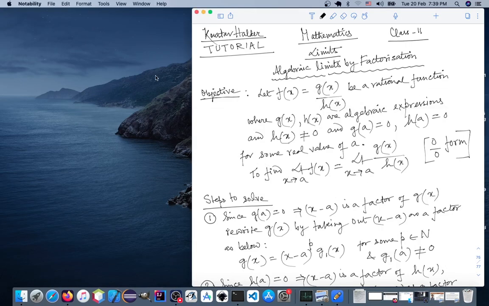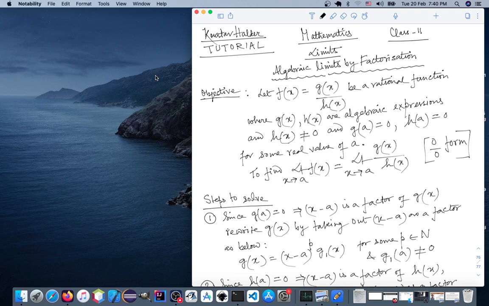Okay, so the objective is that we are given a function f(x) as a rational function of the form g(x) by h(x), where g(x) and h(x) are algebraic expressions, like terms containing x, powers of x, rational powers of x, and h(x) is not equal to 0. And it's given that for some real value of a, g(a) is equal to 0 and h(a) is also equal to 0. And we have to find the limiting value of f(x) when x tends to a. So we have to find the limit of g(x) by h(x) when x tends to a.